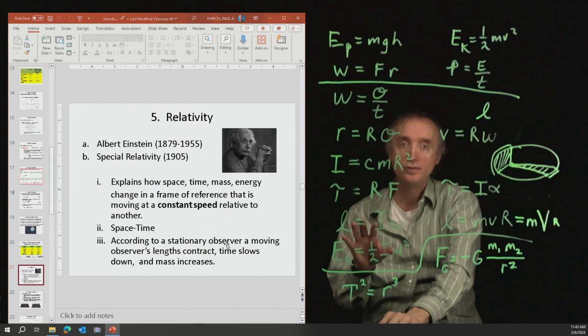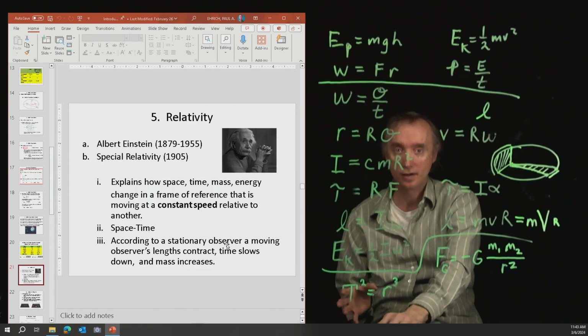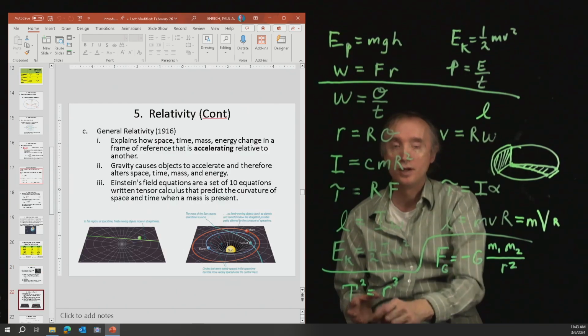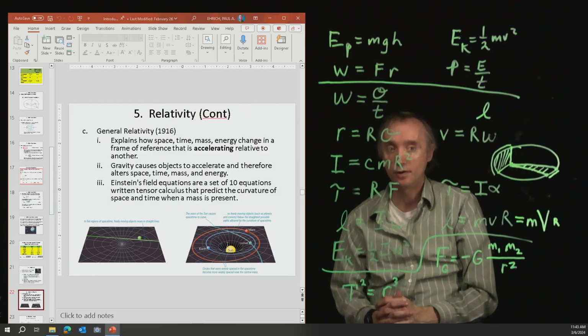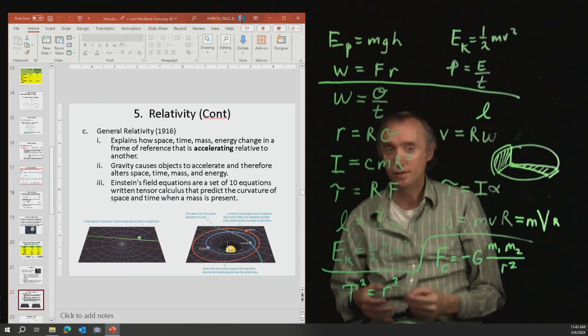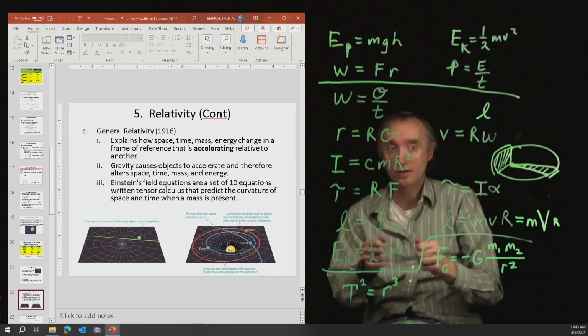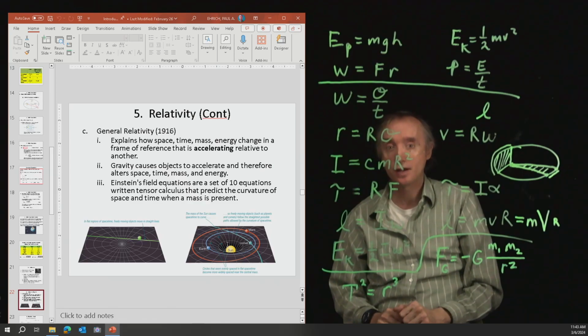Now you don't need to know about the special theory of relativity for the exam, but what you should know is the general theory of relativity. The general theory of relativity takes into account gravity. What it says is that the mass of a star bends, it stretches space and time.